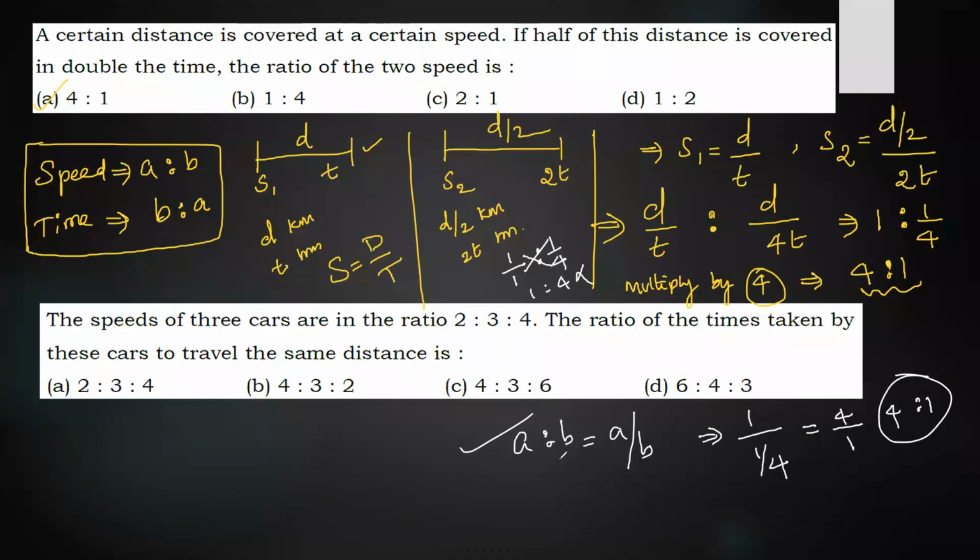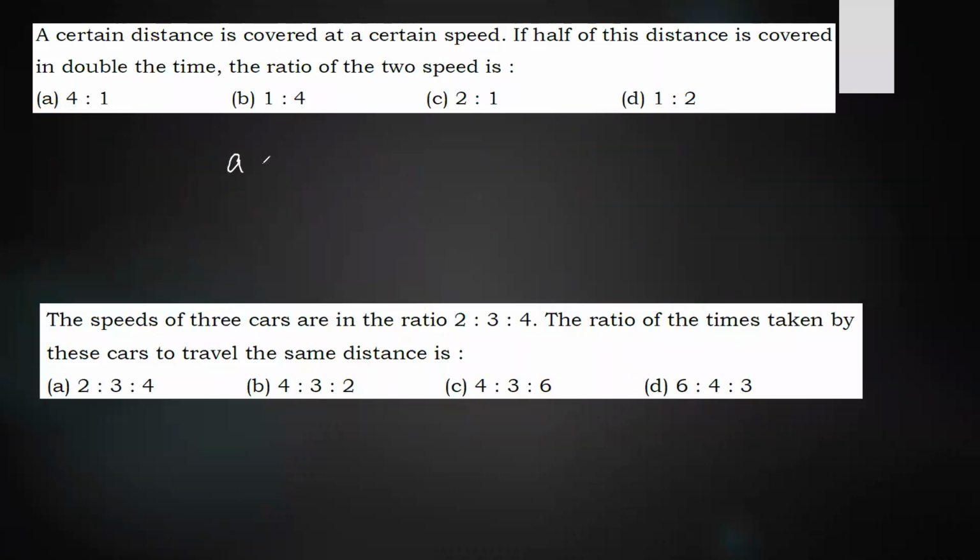Then only we can find the original ratio. So clear this. Listen carefully. Actually, if it is speed A is to B, then to get time, just inverse it.